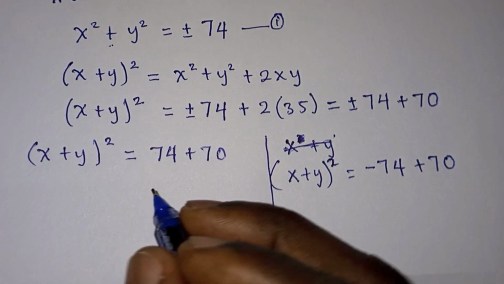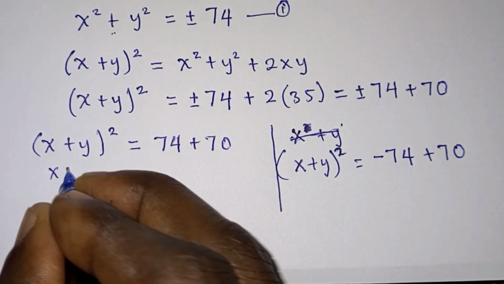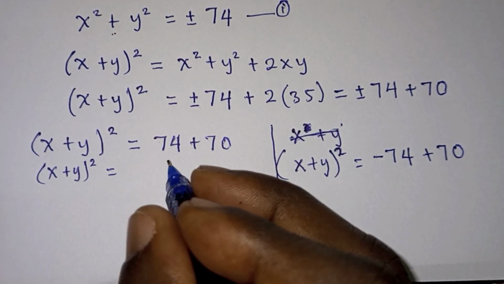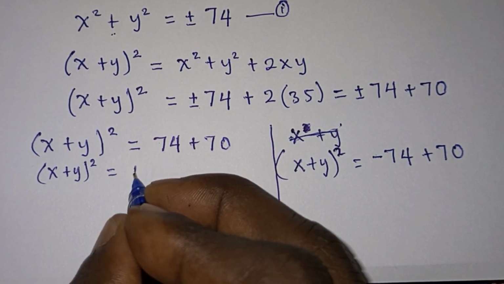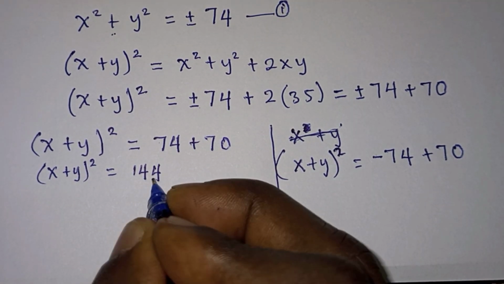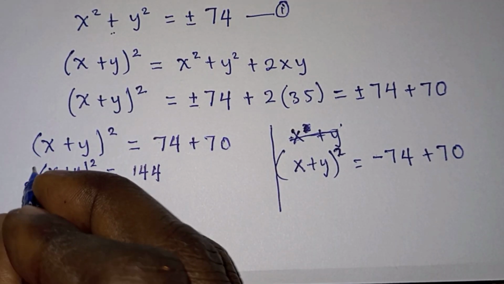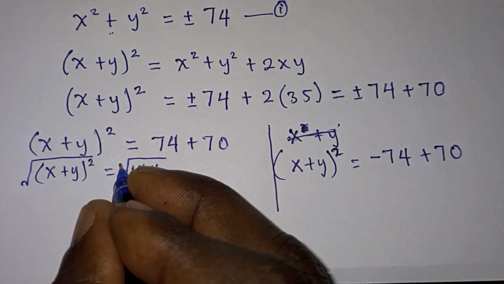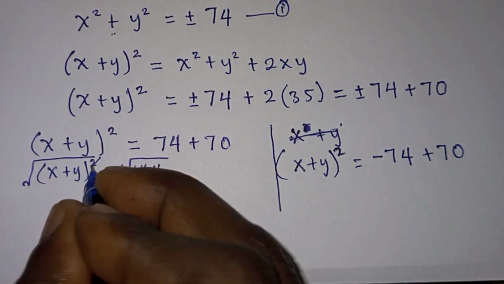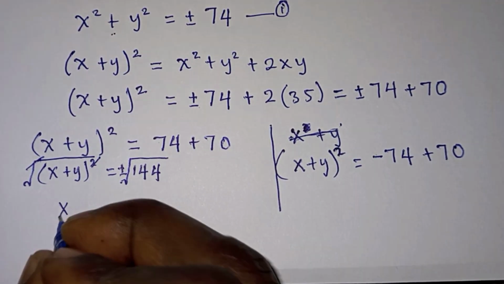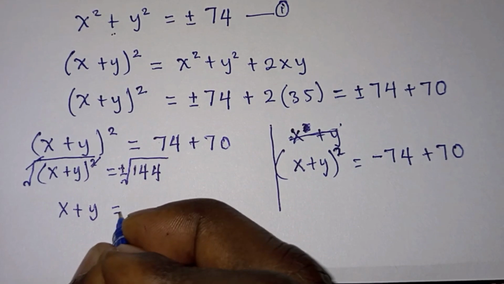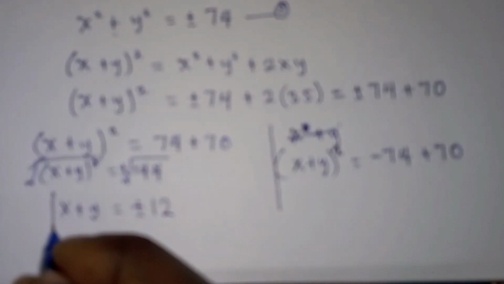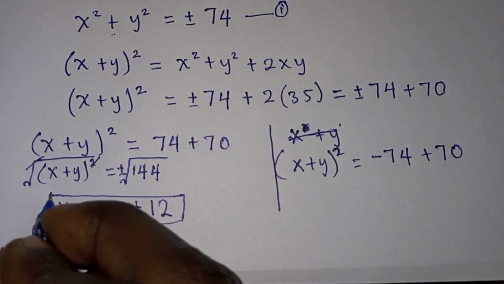Now let's focus on the first equation. We have x plus y all squared is equal to 74 plus 70, that is 144. We are looking for x plus y, so let's take the square root on each side so that the square will go away. And as always, plus or minus is important. This and this will go. We have x plus y is equal to plus or minus 12. So this is a solution to the problem.